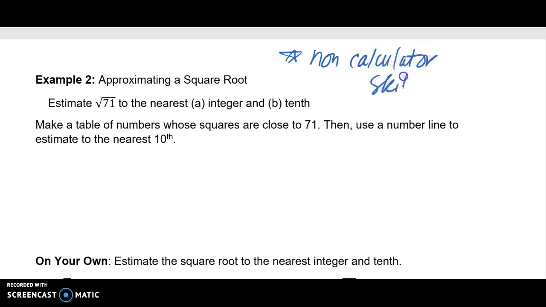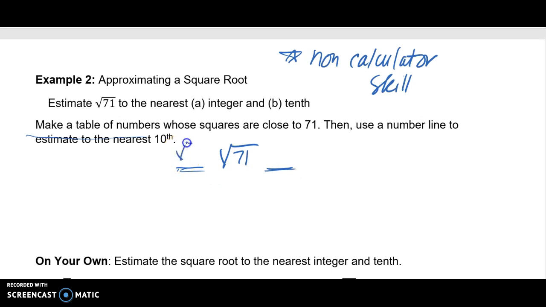So we want to know, let's say I didn't have a calculator, how could I approximate the square root of 71 without a calculator? Instead of making a whole table of squares, what I will typically do is take the square root of 71, put that in the middle, and then ask myself what perfect squares fall on either side of that, either above or below.